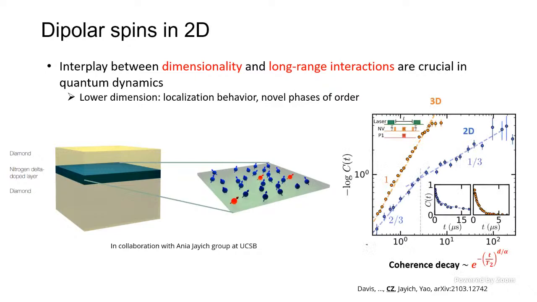This growth has been proposed and demonstrated for a long time, but very recently we're trying to understand, from the spin dynamics perspective, whether the spins know that they're living in a 2D layer rather than a 3D world. It turns out there is one way to figure it out: by looking at the decoherence of the NV center coupled to the P1 centers. We theoretically predict that the decoherence profile will scale as exponential of (t over T2) to some power, which is the dimensionality d divided by the long-range power alpha. In 3D, it's 3/3.